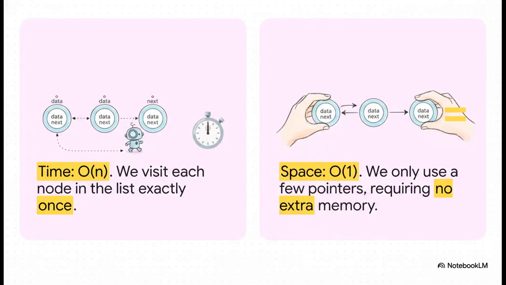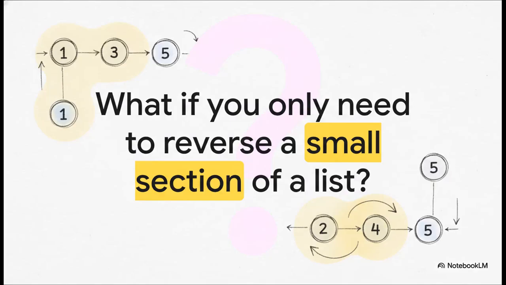So why is this such a classic interview question? Well, it's all about efficiency. The time complexity is O of n, which is just a fancy way of saying we only have to visit each node one time. We just walk down the list once. And the space complexity? O of 1, or constant space. That means we didn't have to create a whole new list, we did it all in place. Super, super efficient. And that's really all there is to it.